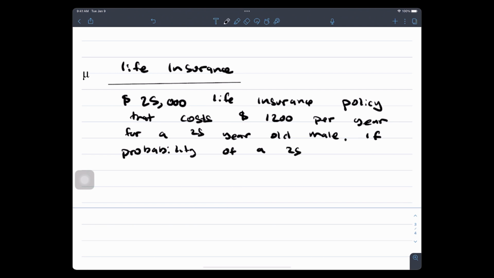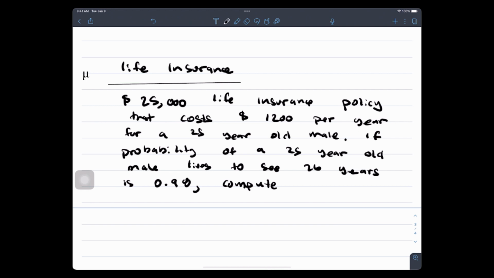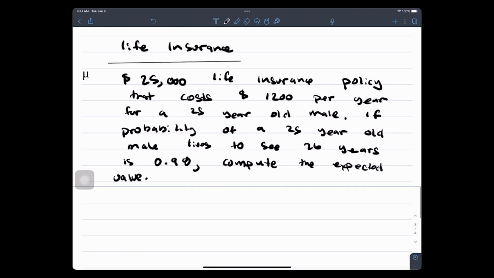of a 25-year-old male lives to see 26 years is 0.98. Compute the expected value. So this is how this works, ladies and gentlemen. We're going to use that formula. This is what I mean, how the world revolves around that formula. Life insurance, raffles, gambling. This is all about the average and the mean, the expected value.